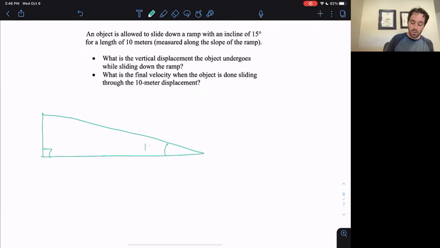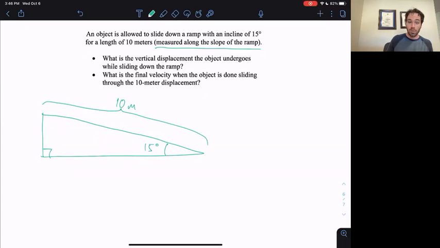So I've got this 15-degree angle. Make it believably small. You don't need to get a protractor out and make sure it's 15 degrees, but 15 degrees is pretty small, so you should make it a small angle. And the 10 meters is specified as along the slope of the ramp. That means I should have this length labeled as 10 meters.